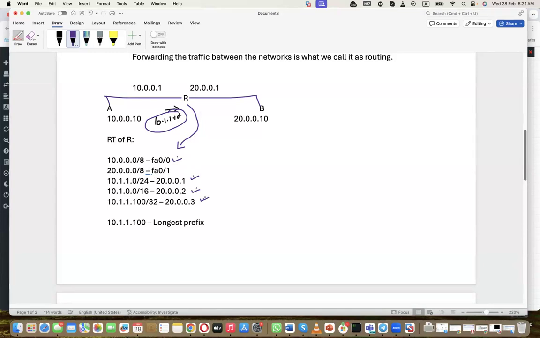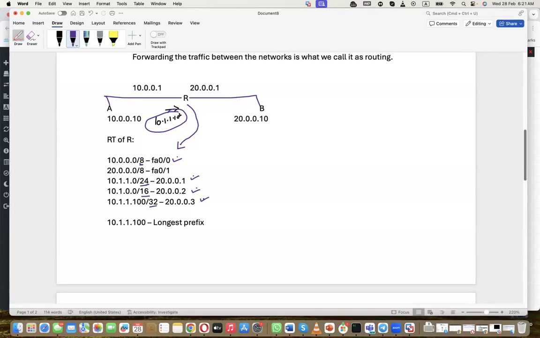When more than one entry is matching for the received packet to be forwarded, whichever entry has the longer prefix length, which is nothing but the subnet mask, is used. If you have seen the video from yesterday, I explained the subnet mask portion also. Anyway, whichever subnet mask or prefix length is higher, which one is longer? Is 8 longer than 16, or is 16 longer than 8? 16 is longer than 8.